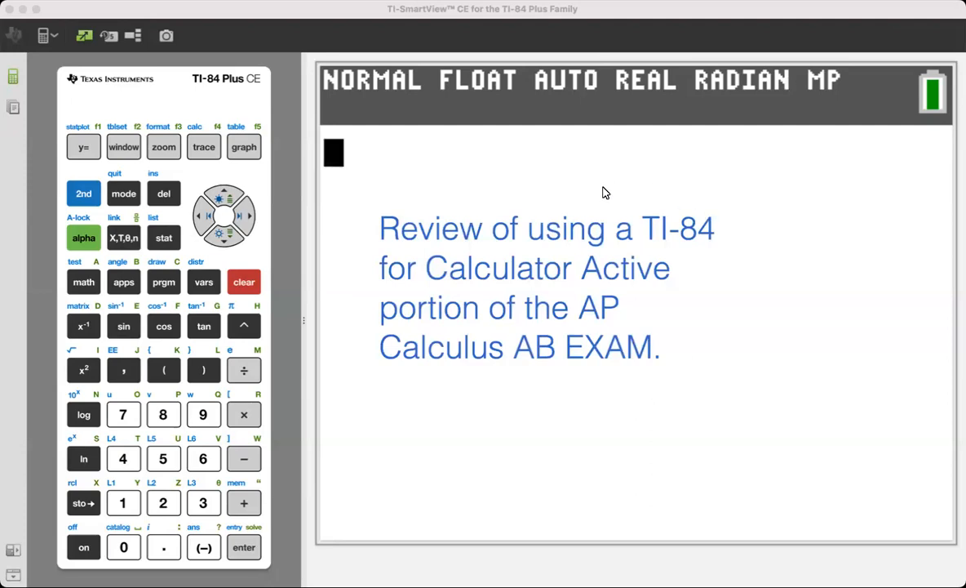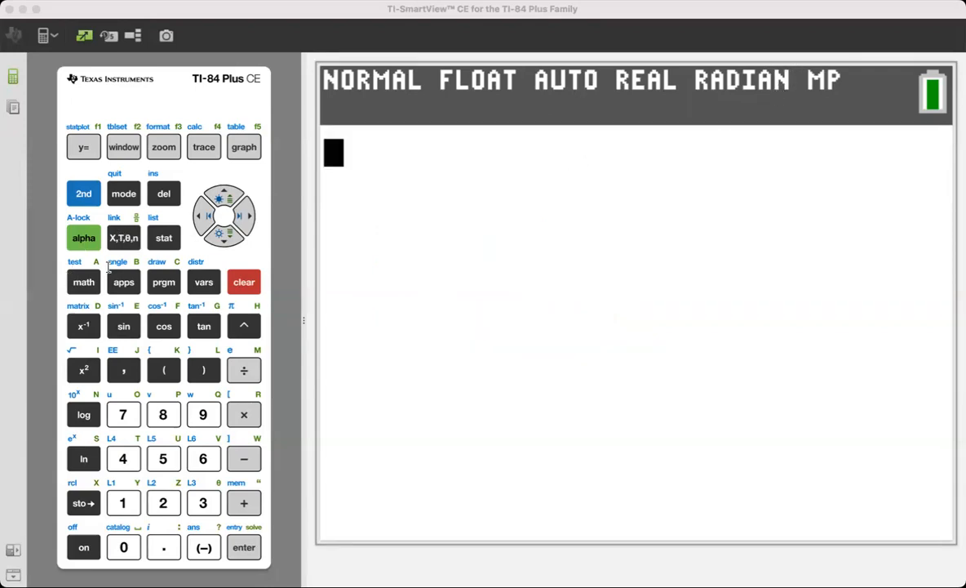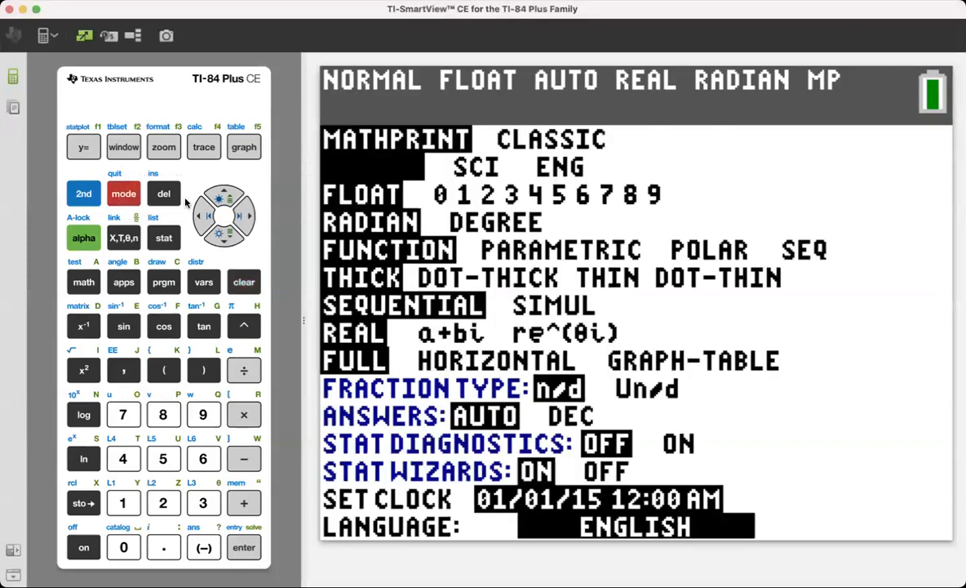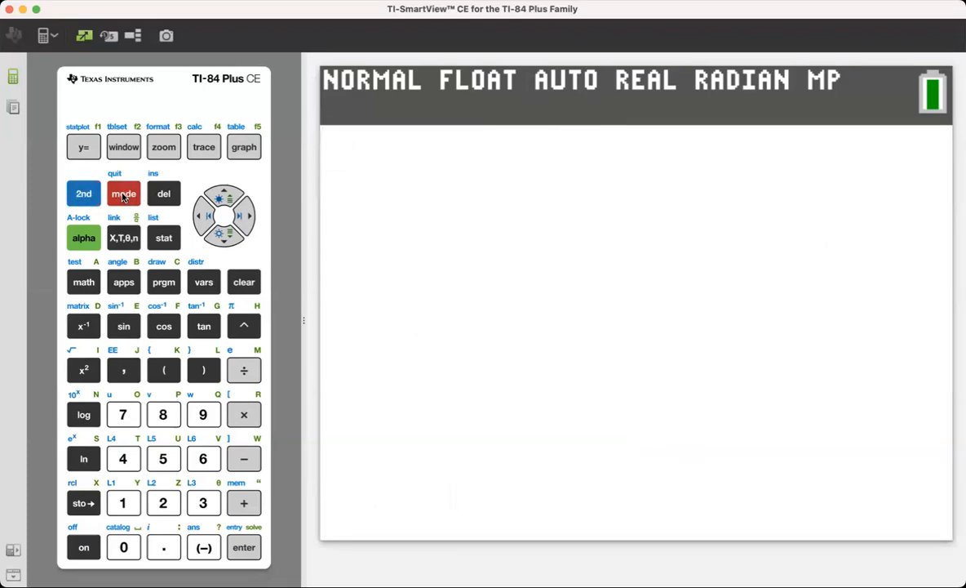The first thing I would suggest, especially if you're also a physics student, is to make sure your calculator is in radian mode. Any question on the test that requires trig functions requires you to be in radians. So I'm going to hit mode and make sure we're in radians. Yep, we're in radians. That's perfect. Now I'm going to hit second mode, which is quit, to get to the home screen.